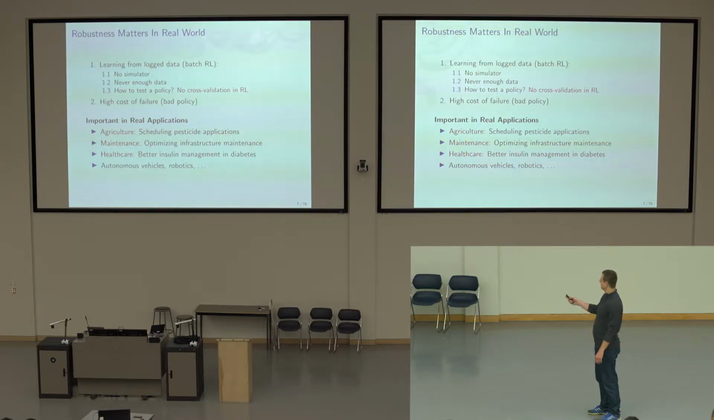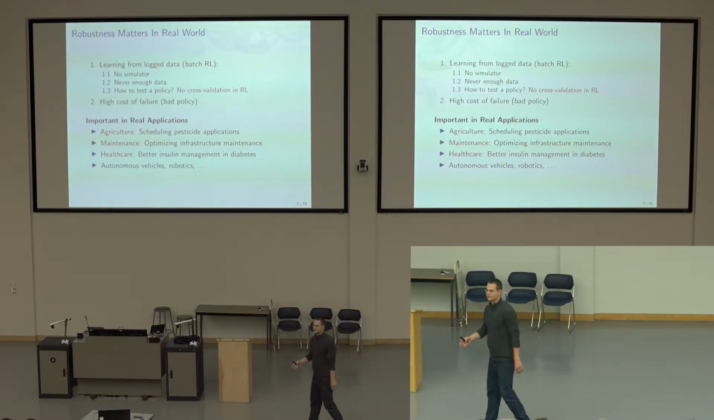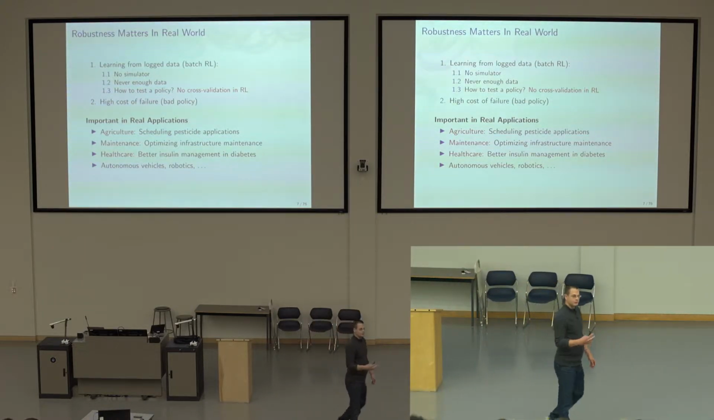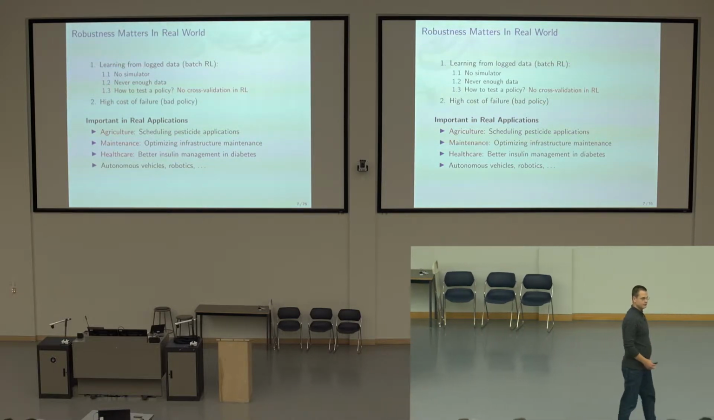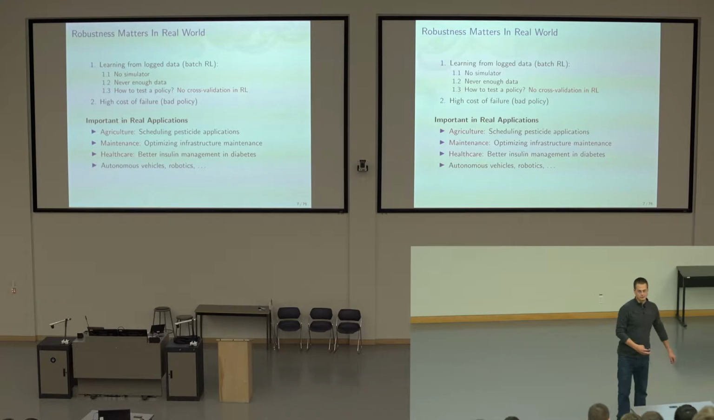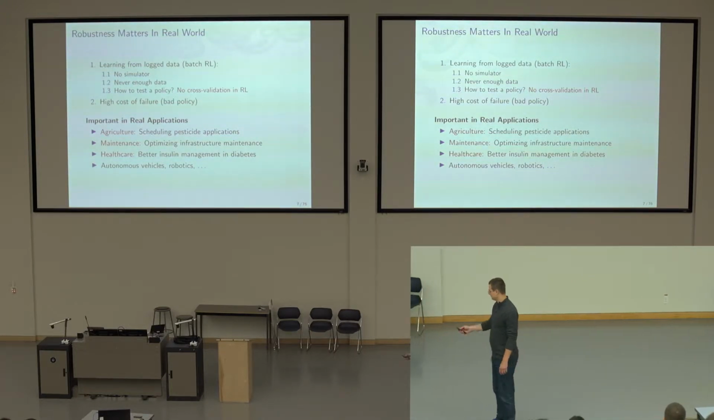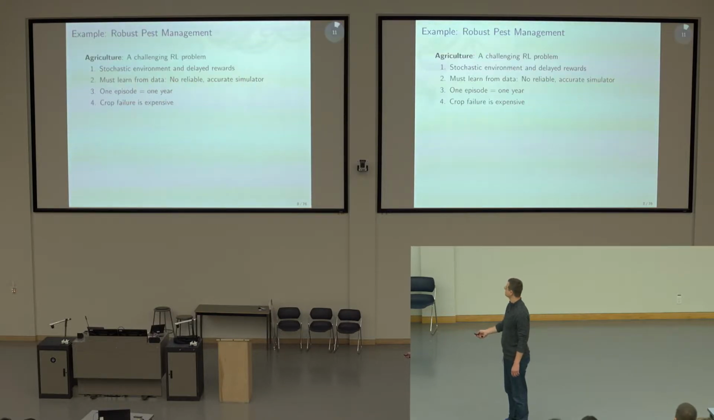Healthcare was mentioned, maintenance, infrastructure, things like this. Again, data's difficult to get, and nobody's going to let you experiment. If you deliver a policy, you better be sure that the policy is actually pretty good. Autonomous vehicles, robotics, and so on.